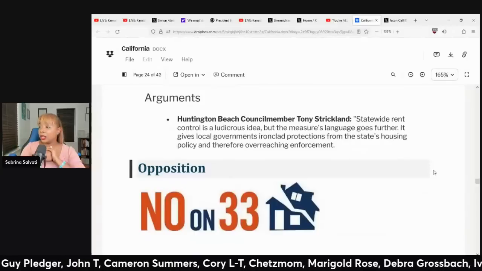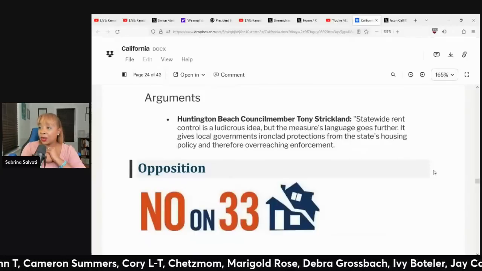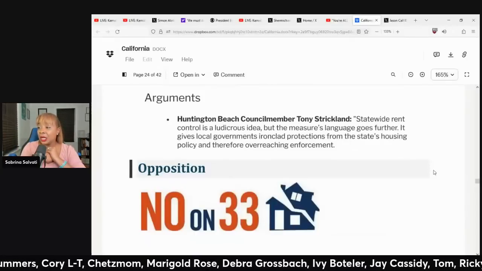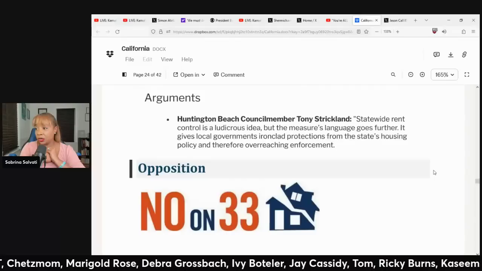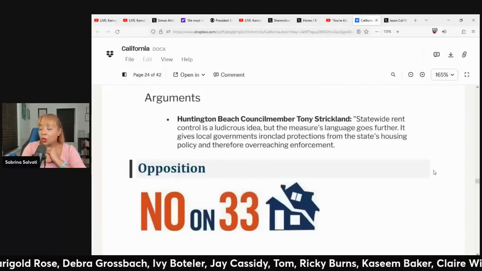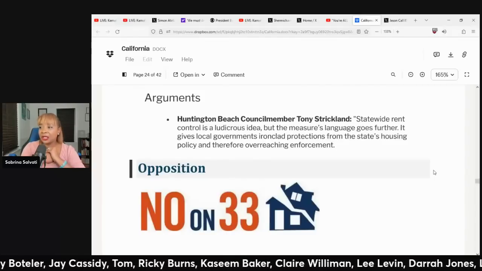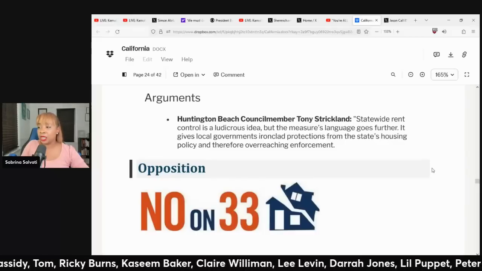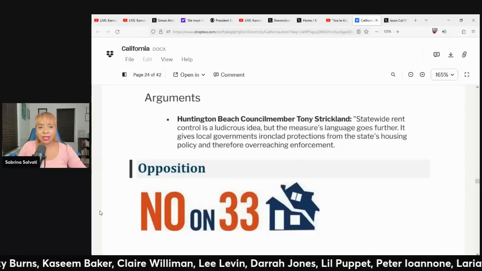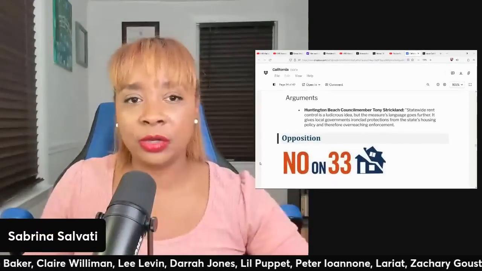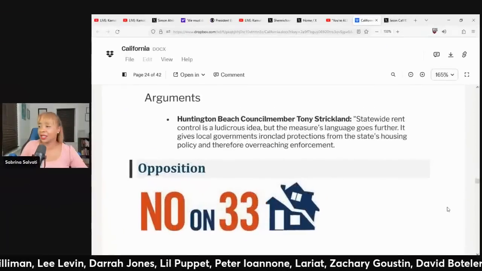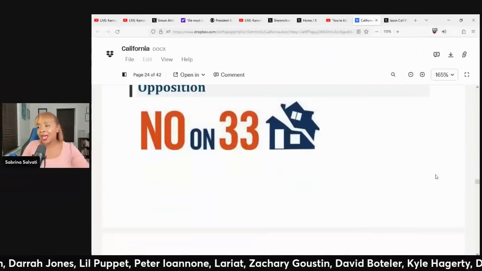And here's one of the arguments. Statewide rent control is a ludicrous idea, but the measure's language goes further. It gives local governments ironclad protections from the state housing policy and therefore overreaching enforcement. It's always interesting to me how people will just throw out that word ludicrous, like just because. Luda.